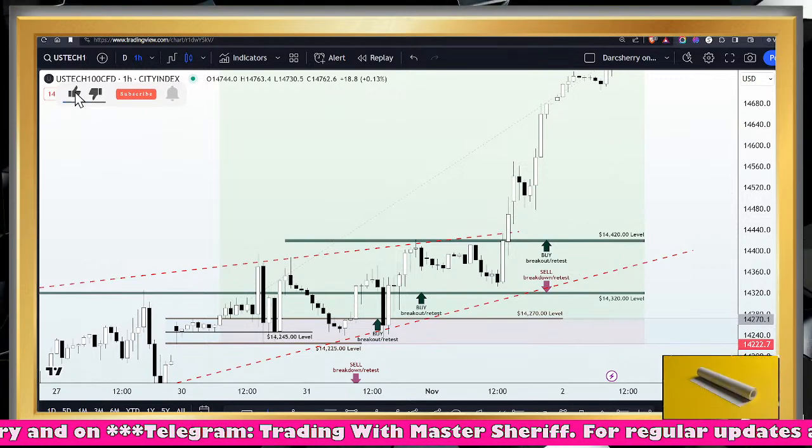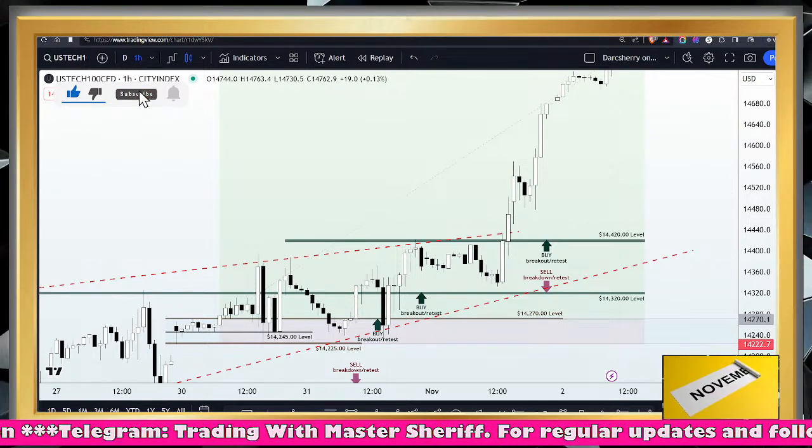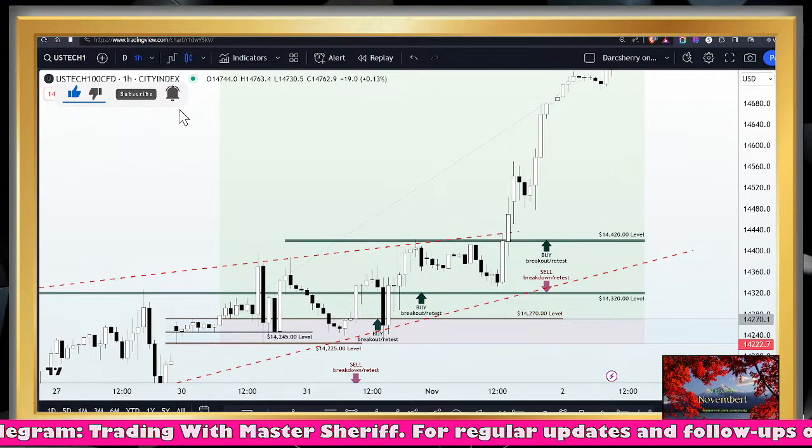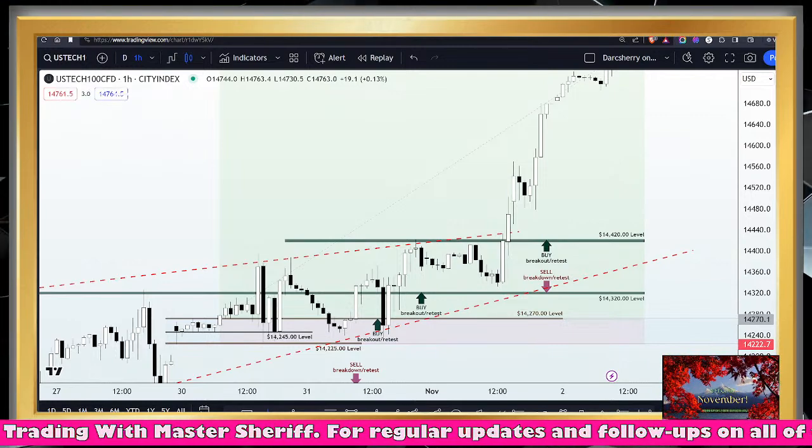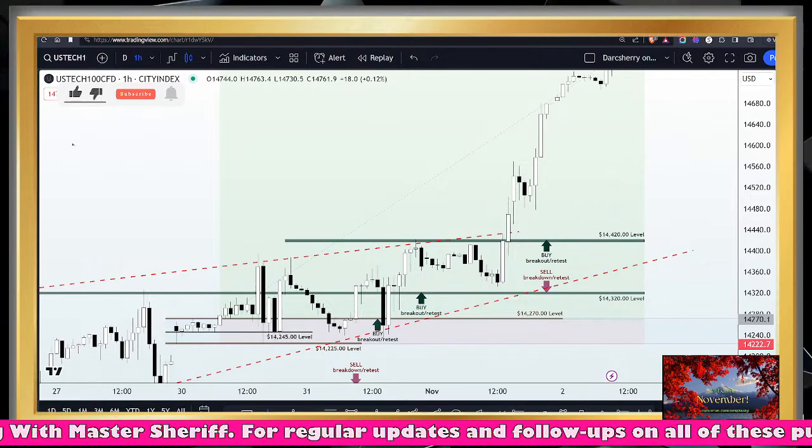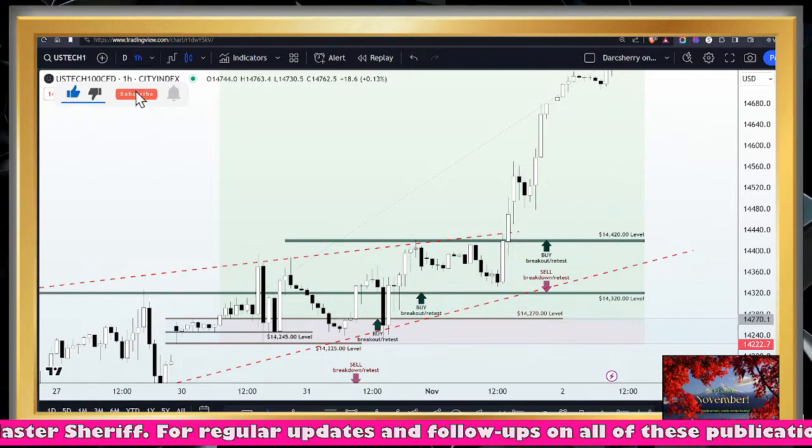So we are going to be looking at the current market conditions and how we are going to be preparing ourselves for today, especially when we are looking forward to the Bank of England's interest rate decision coming up later today.